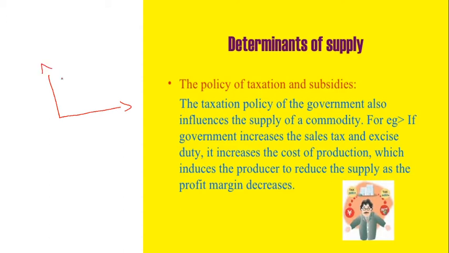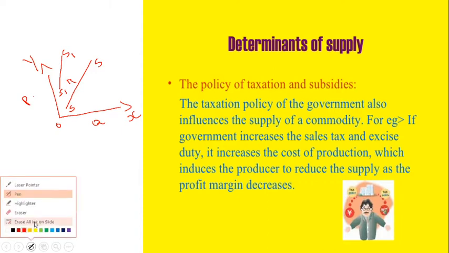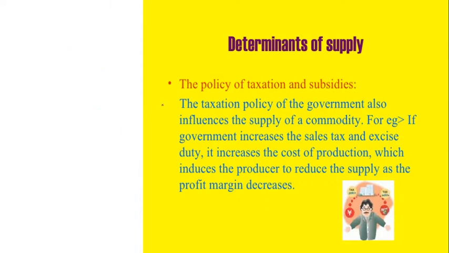So if this is a graph, we will consider price on the OY axis, and on the OX axis we will consider the output. If this is our original supply curve, when the taxes increase, our supply curve will shift towards the left side. So this will be a new supply curve. So remember, when the taxes are introduced or increasing, our supply curve will move towards the left side. Why will it move towards the left side?